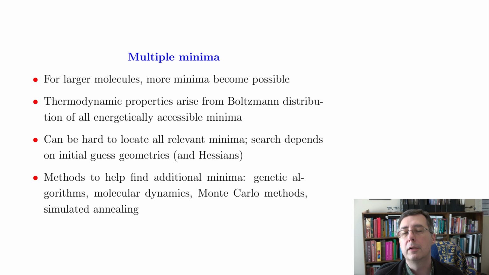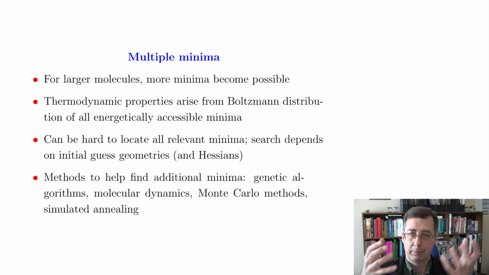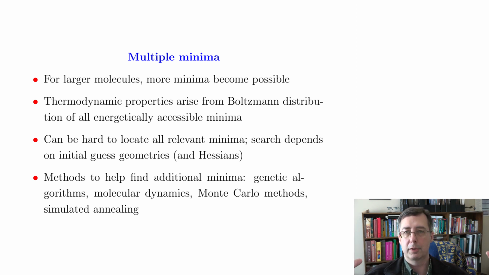You would either need good initial guess geometries or some more sophisticated approach to globally search the potential surface, either molecular dynamics and analyzing the trajectories from that, or genetic algorithms, or Monte Carlo methods, or so-called simulated annealing, which is a kind of molecular dynamics where you heat the system up so the atoms can bounce around and explore the potential surface, and then you cool it down so that then they settle into the different local minima that have been found.